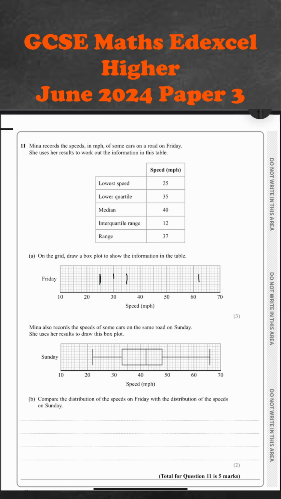Median is 40, so we'll draw a line there as well. The interquartile range is 12, which means 35 plus 12 is the upper quartile, which is here. We'll make this into a box, and we'll attach the lines, and that's us done.